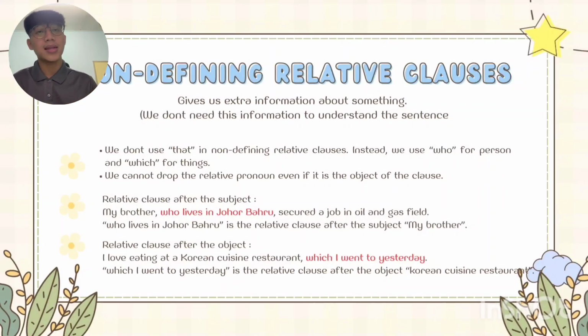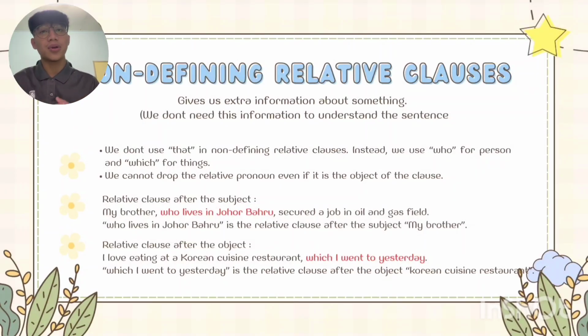Okay, it can also go after the subject and after the object. For example, my brother who lives in Johor Bahru secured a job in oil and gas field. So who lives in Johor Bahru here is the relative clause, which is after the subject of the sentence, which is my brother. If we don't tell about who lives in Johor Bahru, the meaning doesn't change at all, because my brother secured a job in oil and gas field. So it's just extra information in the sentence.